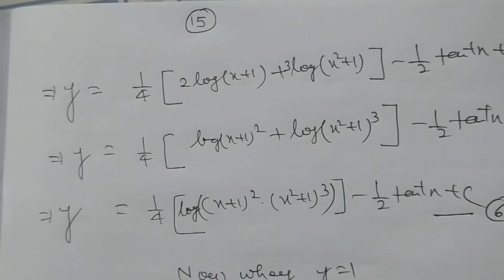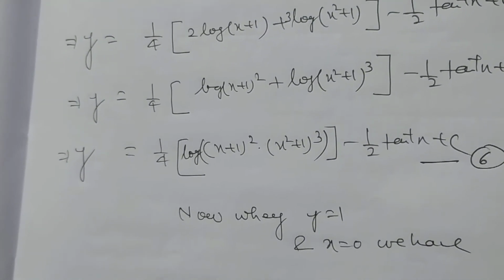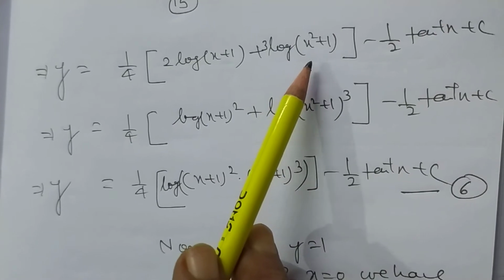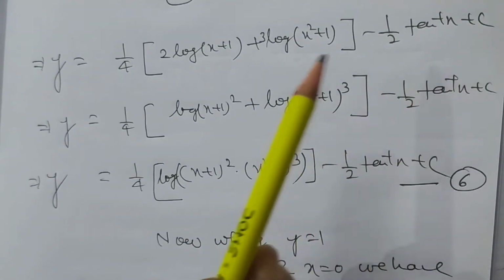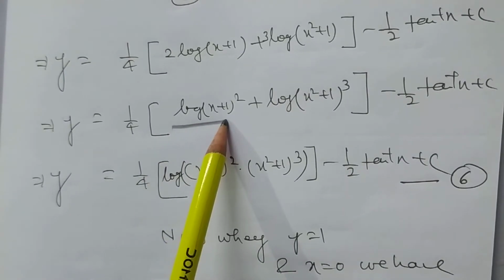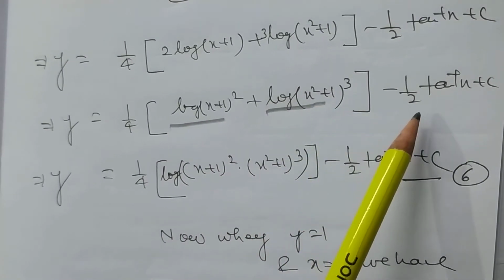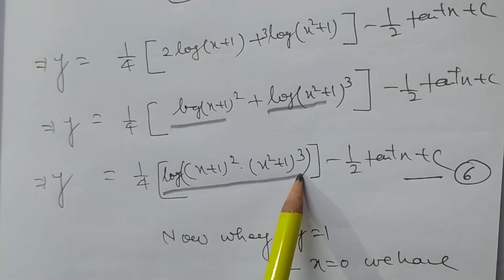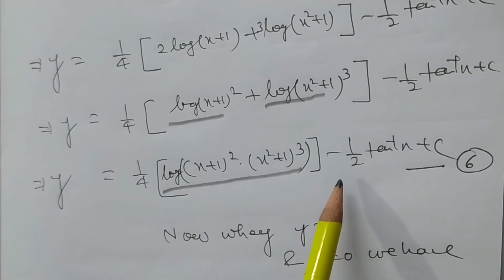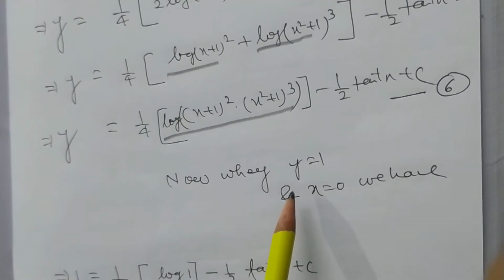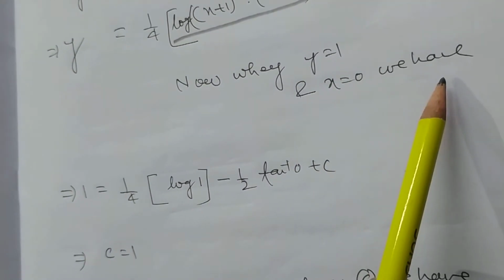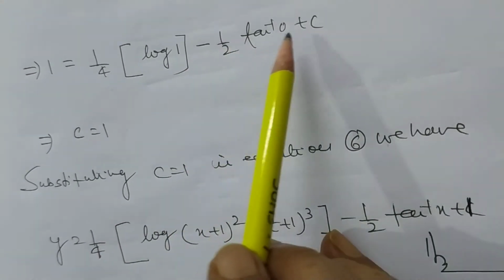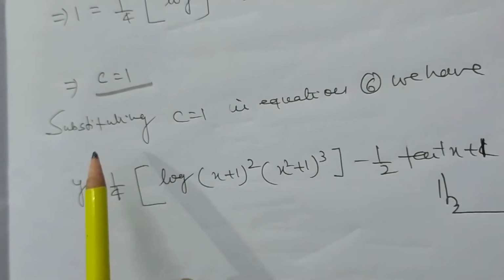Now my dear student, we want to solve the next part of this problem. y = 1/4 [2 log(x + 1) + 3 log(x² + 1)] − 1/2 tan⁻¹x + c. By taking 1/4 common, y = 1/4 log[(x + 1)²(x² + 1)³] − 1/2 tan⁻¹x + c. Now we have y = 1 at x = 0. Putting this in the equation, 1 = 1/4 log 1 − 1/2 tan⁻¹0 + c. This implies c = 1.